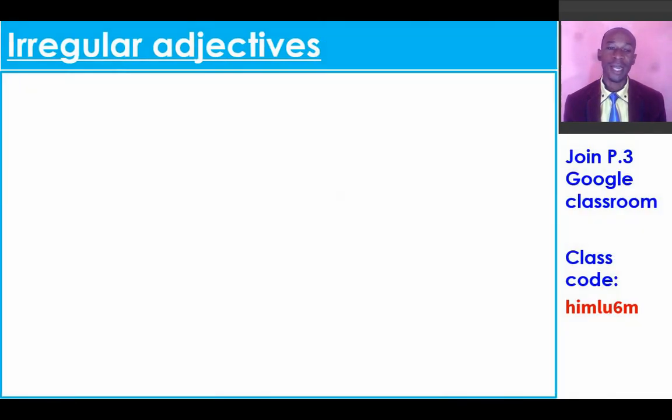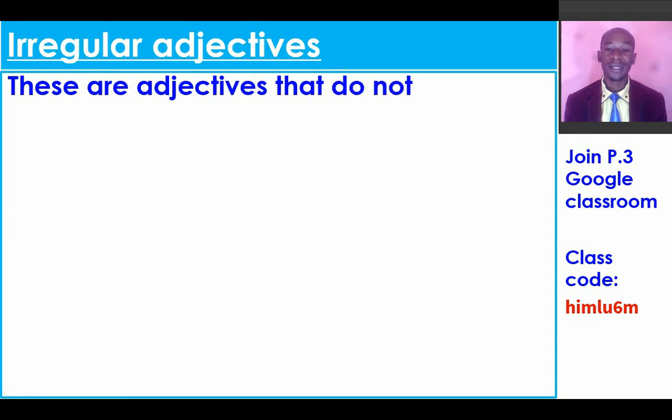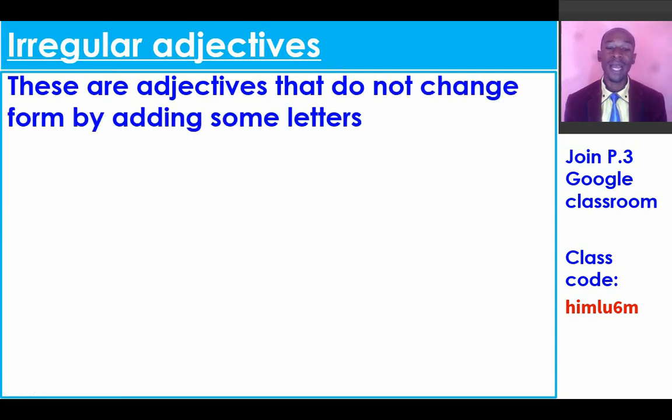Today, we are looking at irregular adjectives. What are they? Remember previously, we have been talking about regular adjectives, which are formed by adding some letters either at the beginning or at the end of the adjective to form the comparative degree and the superlative degree. Now we are looking at irregular adjectives. What are irregular adjectives? These are adjectives that do not change form by adding some letters to form the comparative degree and the superlative degree.